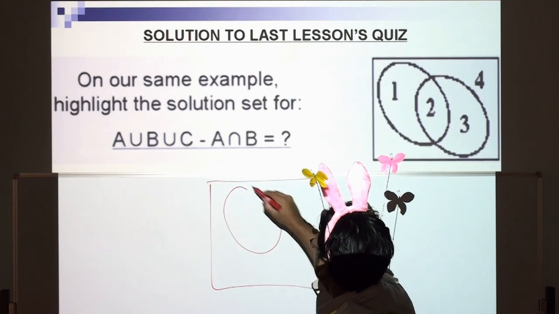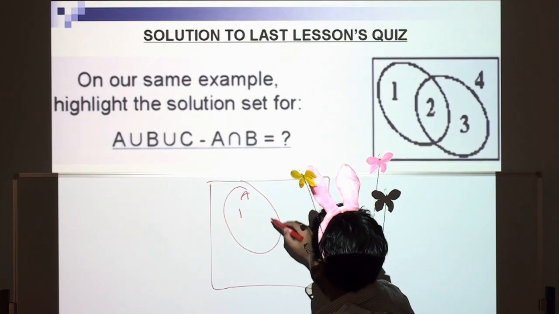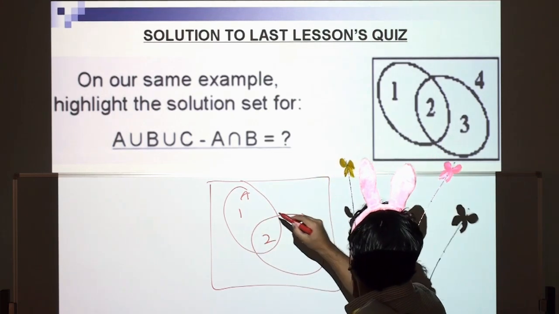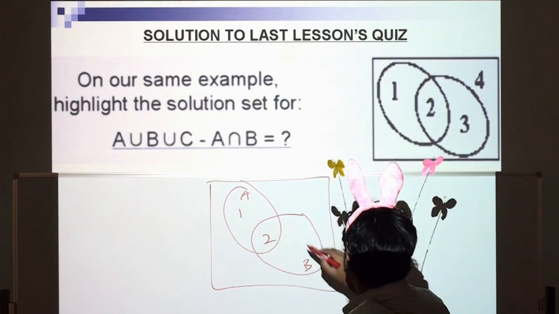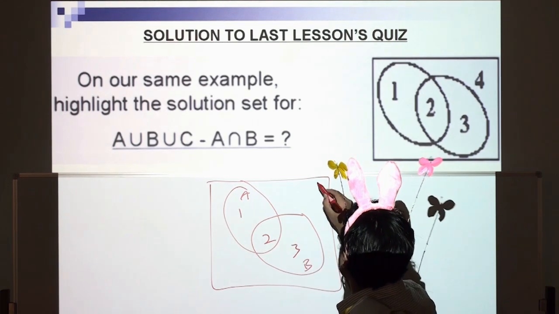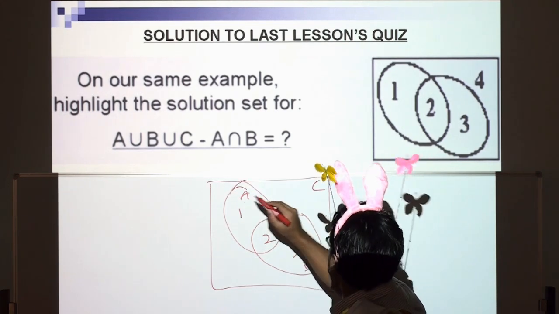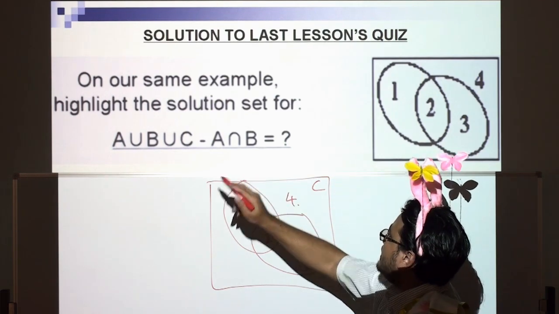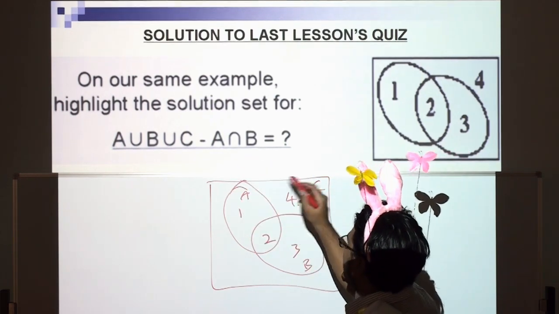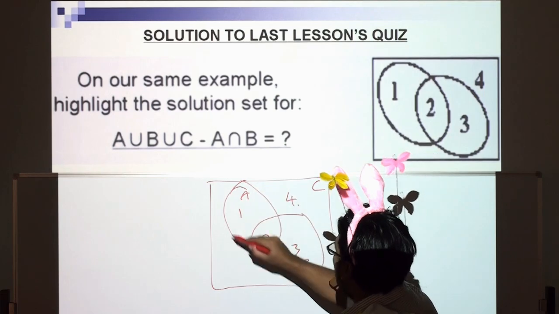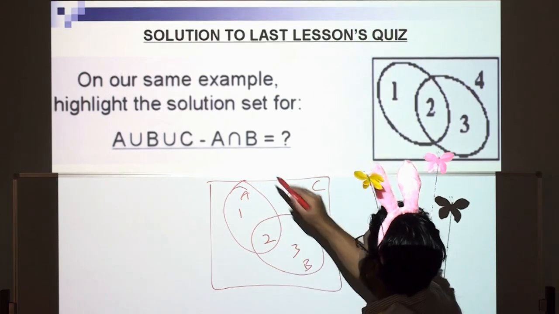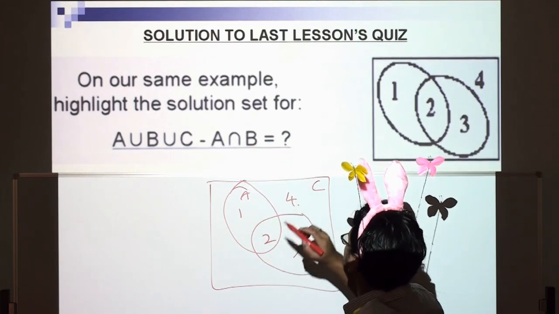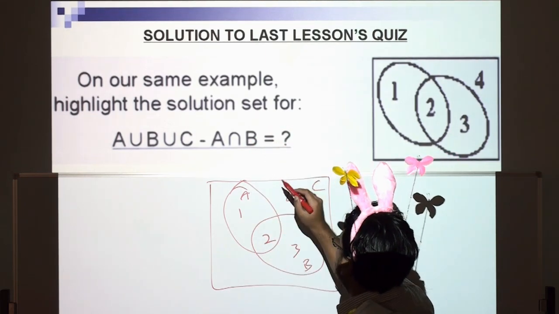Set A has 1 and 2. Set B includes 2 and 3. And then we had a set C outside, and set C only had 4 inside. Therefore, A union B, or A plus B, all of A, all of B, and all of C, minus or take away A intersect B.